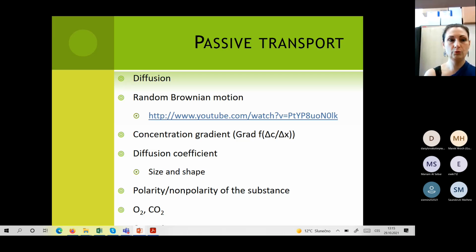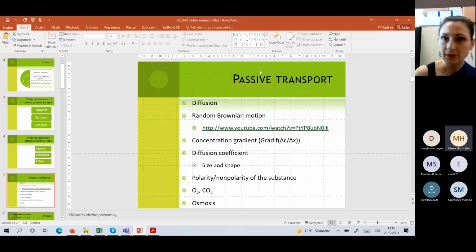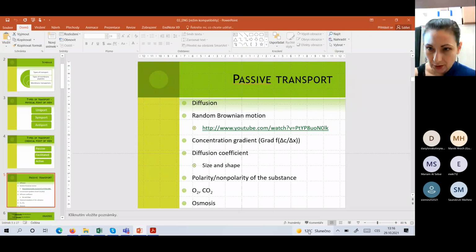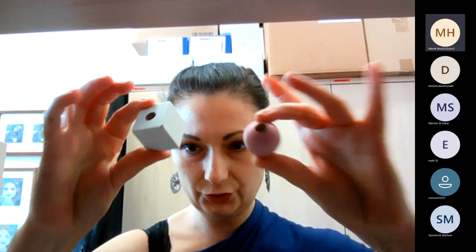So, for example, I have two molecules. This one and this one. This is a ball. Could you see it? If I'm showing just a little picture downstairs or upstairs? Maybe if you move it a bit up. Okay, maybe this is better. I have two particles, two molecules, yeah? This one is a ball, this is a cube.